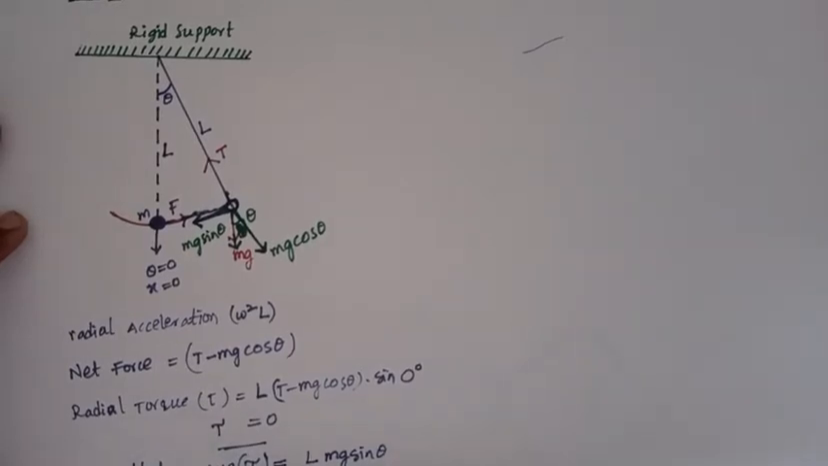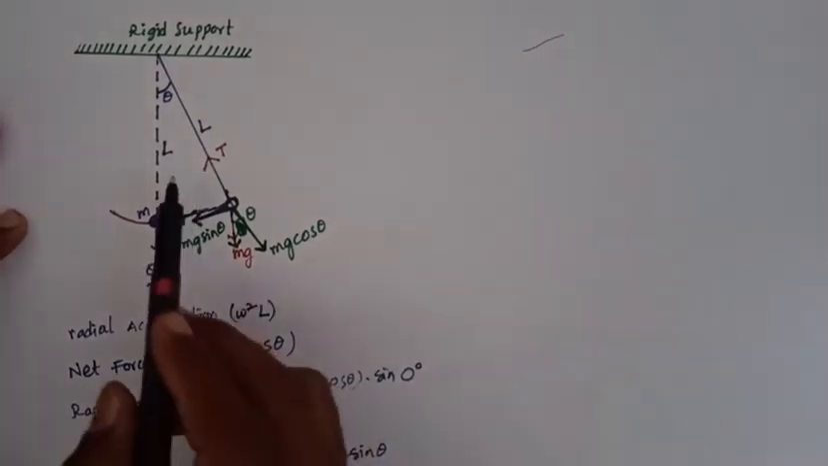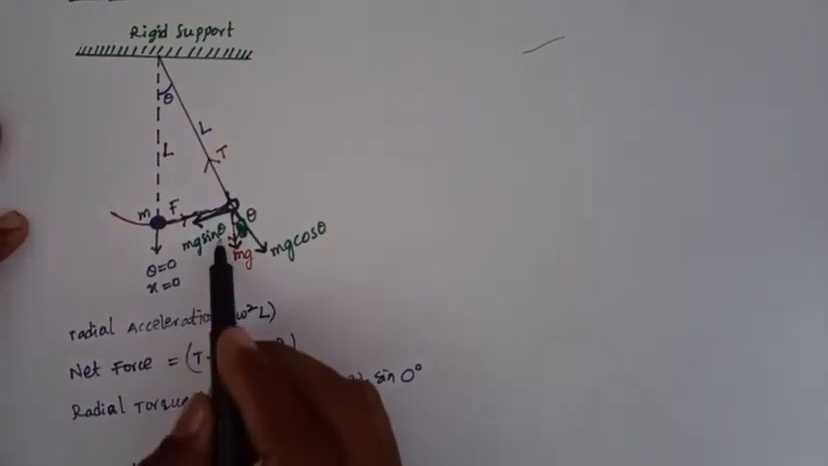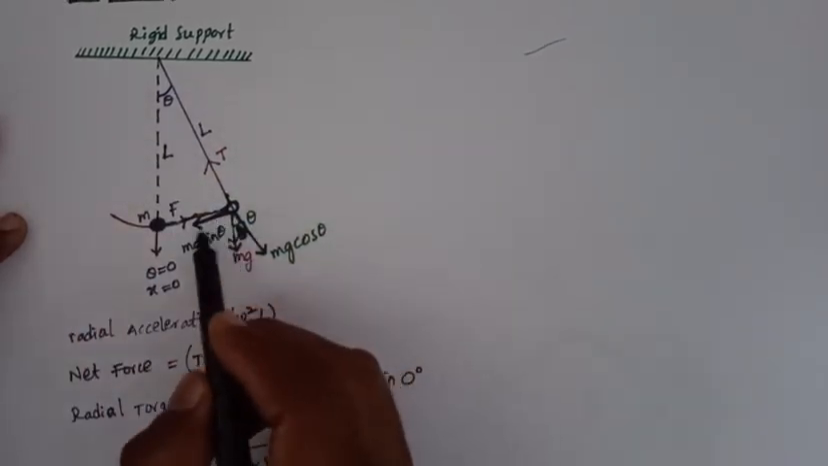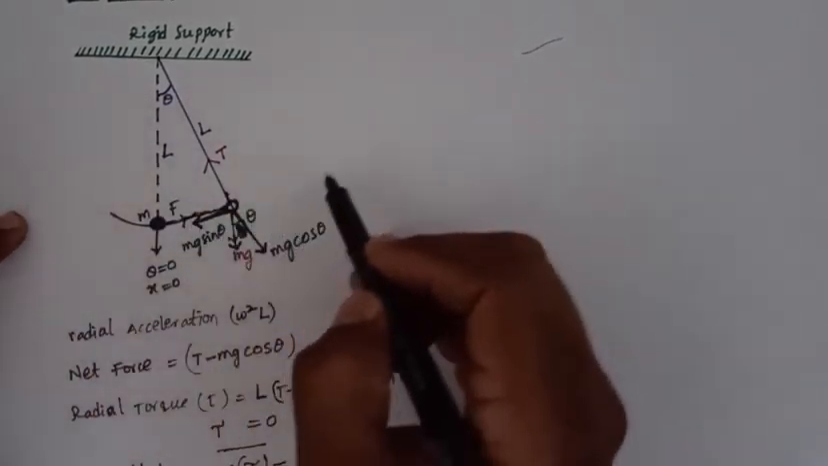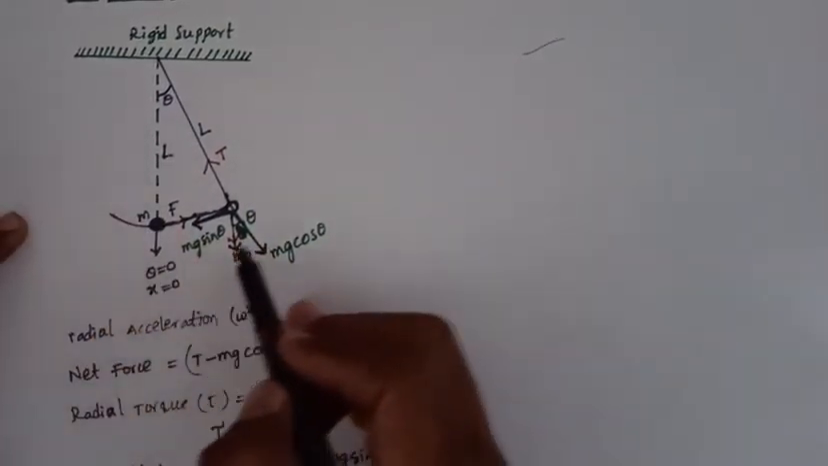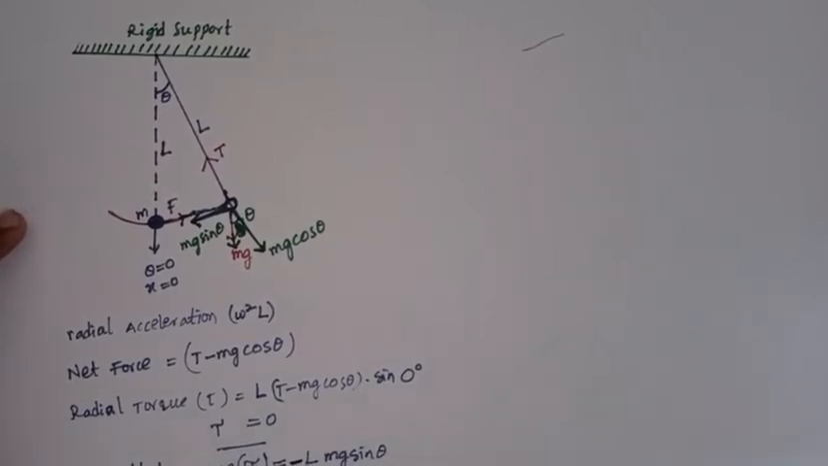Here the tangential torque decreases the angular displacement. The tangential force mg sin theta decreases the angular displacement, in the left side direction. Angular displacement is measured from the mean position to the extreme position, so theta is in the right side direction. So the force is in the negative direction, and we take the negative sign here. Tangential torque tau equals minus L mg sin theta.